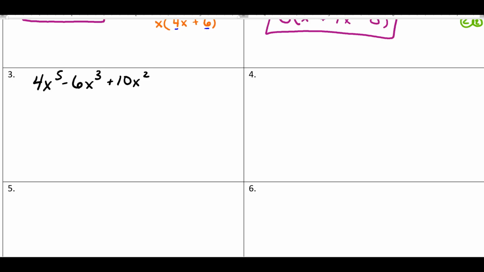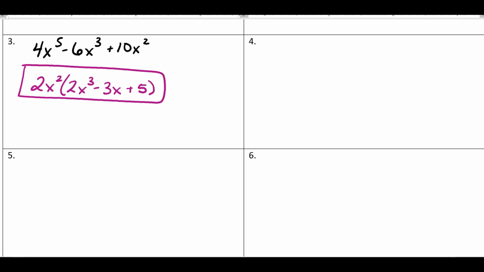Alright, hopefully you're ready to check your answer. So number 3's answer is 2x squared times 2x cubed minus 3x plus 5. You should have found that your greatest common factor is 2x squared, because 4, 6, and 10 are all even, so the biggest number they're divisible by is 2.